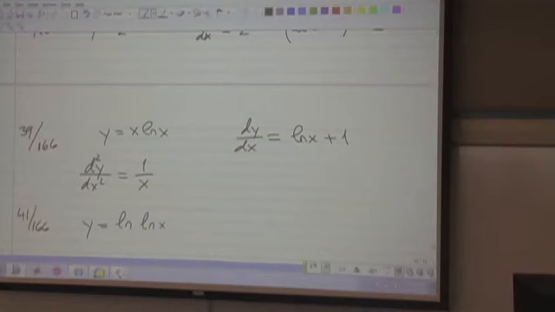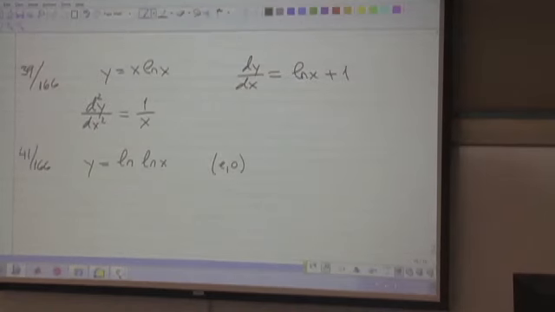ln of x and the point 0 in e. You didn't think we're going to go through a whole class section without actually talking about tangent lines, right? So the equation of a tangent line going through the point e and 0. Why not? So what do you have to do first? Find the derivative. Find the derivative.